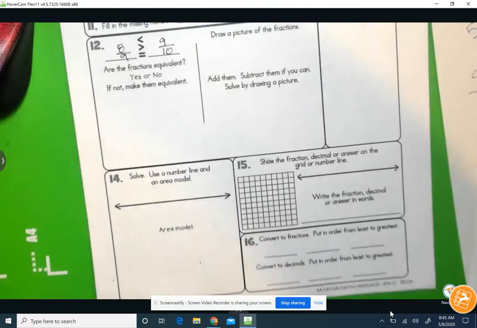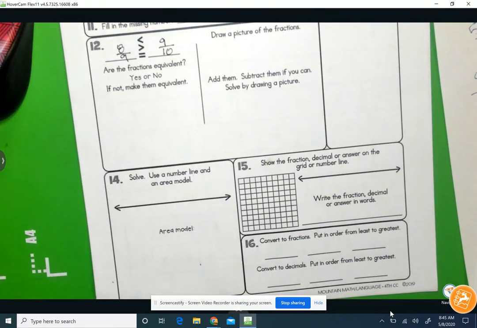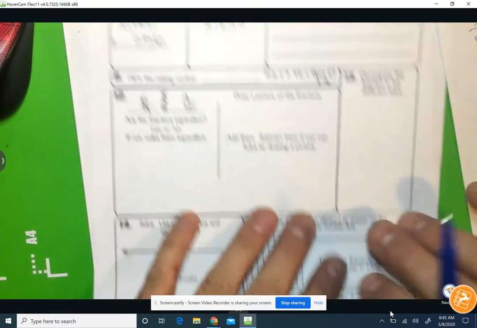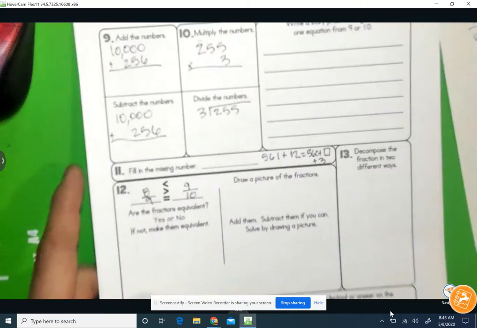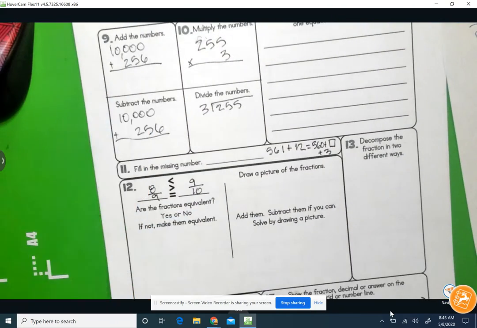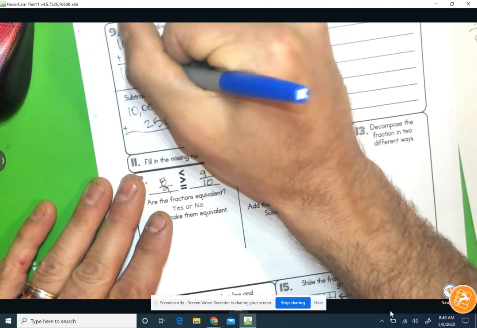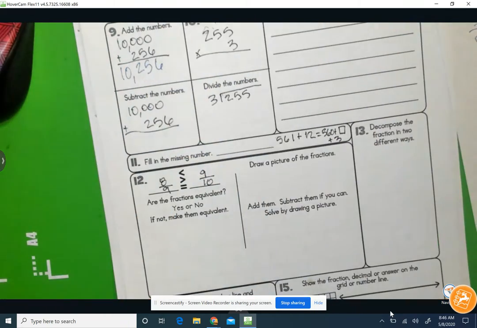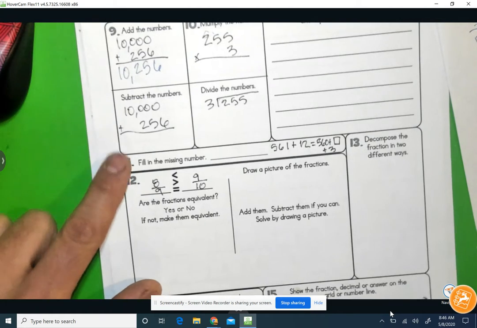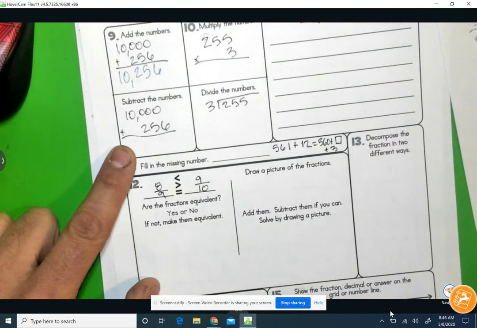Number 9, adding and subtracting. Well, we're adding 10,256. We got a bunch of zeros, and we are adding 256 to it. This is mental math. This is 10,256. However, when subtracting, it is a much different story.